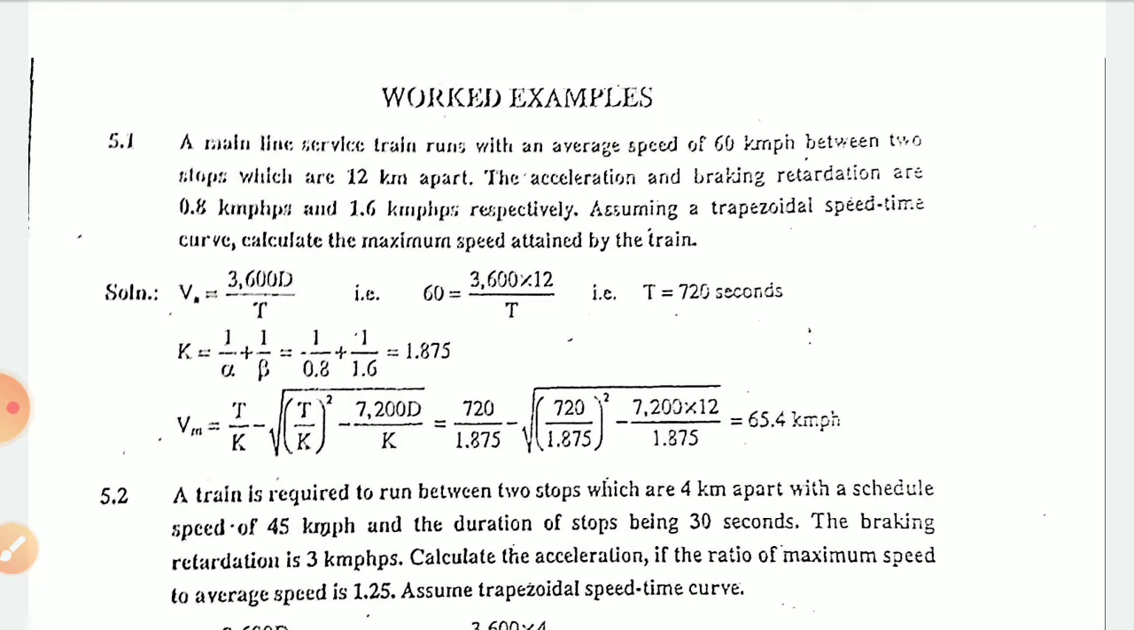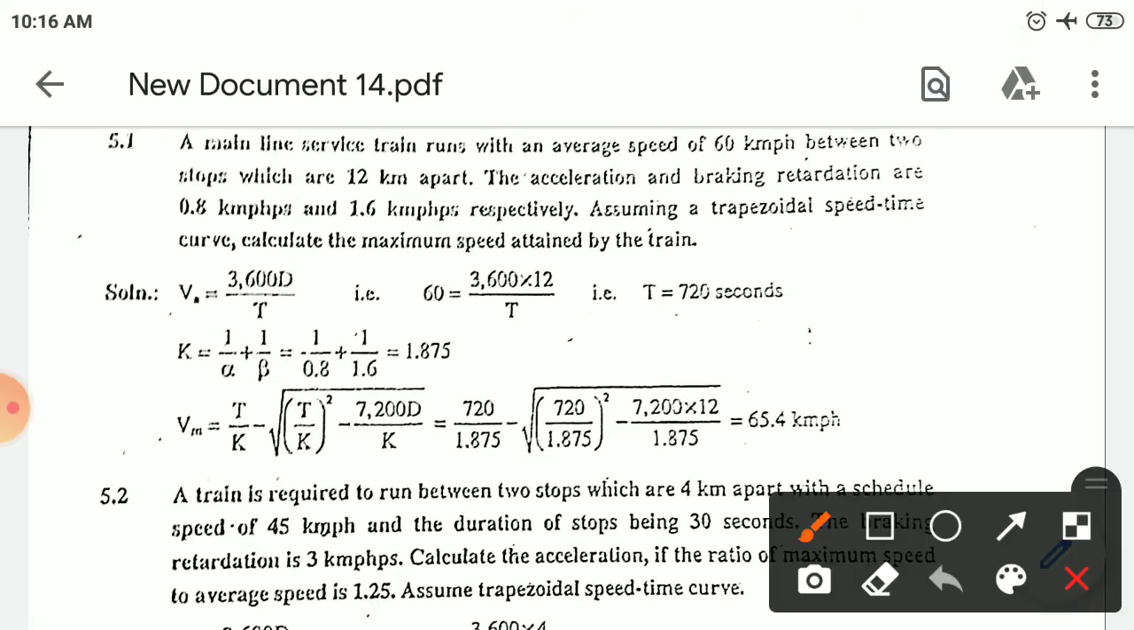So the first problem is, the main line service train runs with an average speed of 60 kilometers per hour between two stations which are 12 kilometers apart. The acceleration and the braking retardations are 0.8 kilometers per hour per second and 1.6 kilometers per hour per second respectively. Assume a trapezoidal speed time curve. Calculate the maximum speed attained by the train.